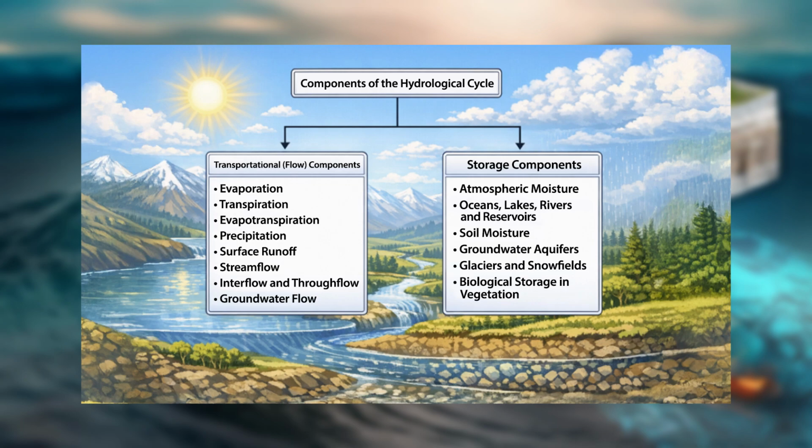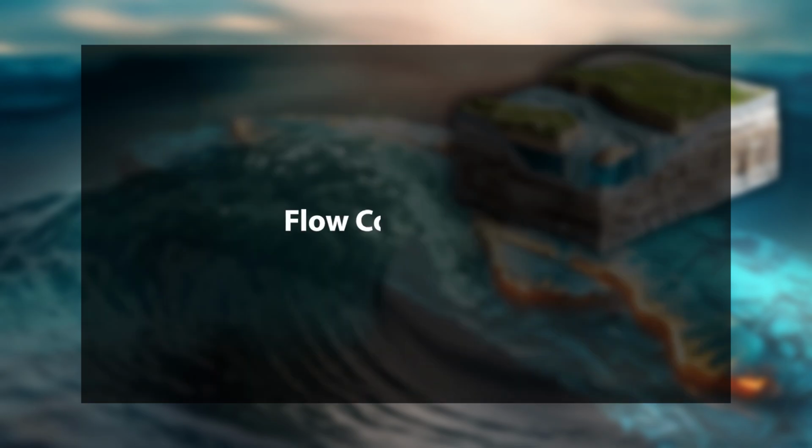For clear understanding, these components are broadly classified into transportational, that is the flow component, which involves the movement of water, and storage components, which represent locations where water is temporarily retained. The flow components, the transportational components, represent the pathways through which water passes from one reservoir to another within the cycle. They operate at different spatial and temporal scales and collectively maintain the continuity of the cycle.